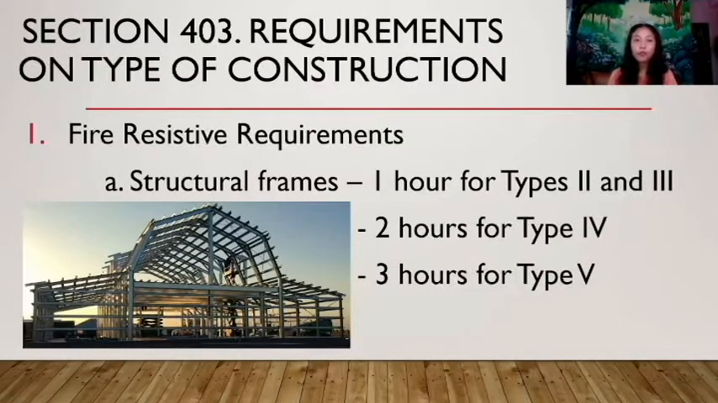Section 403, requirements on type of construction. The first of the requirements is the fire-resistive requirements. Its subtypes are the structural frames. When making a structural frame, it should have a 1R fire-resistive rating if your building construction is classified into Types 2 and 3. If it is classified into Type 4, then your structural frame must have a 2R fire-resistive rating. And lastly, if your building is classified into Type 5, then your structural frame must have a 3R fire-resistive rating.